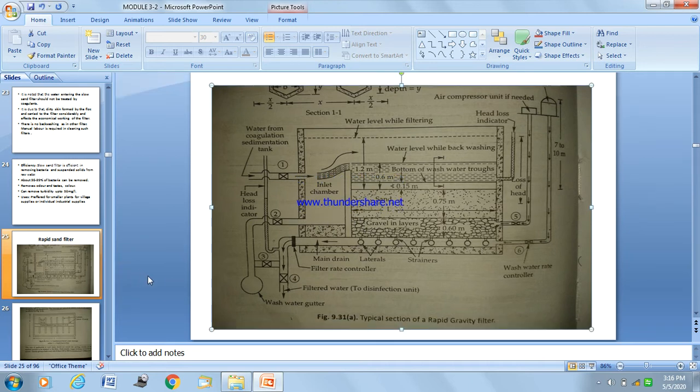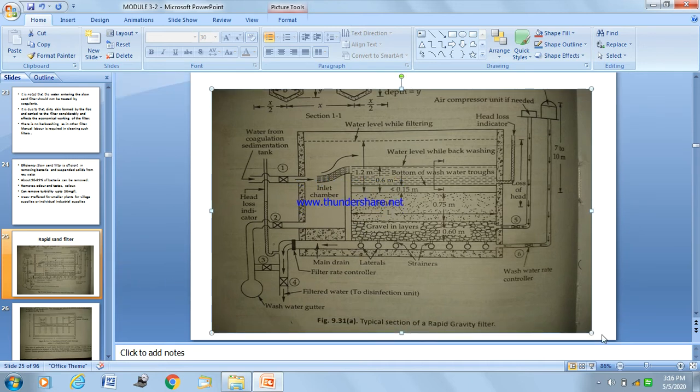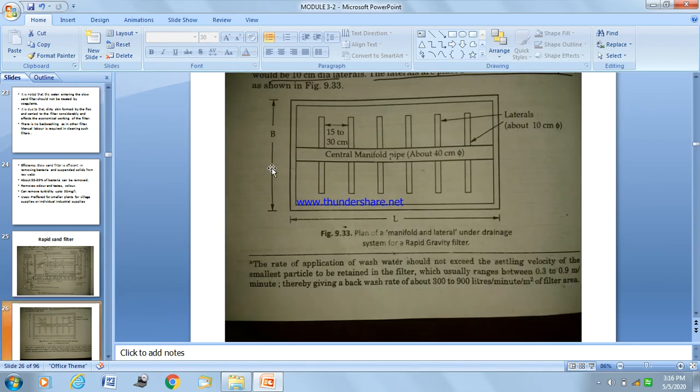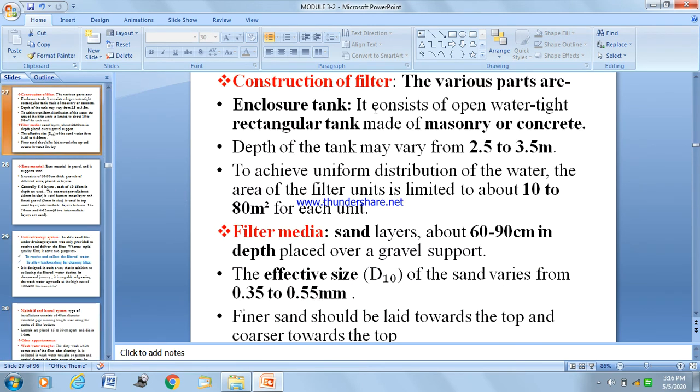Okay, now the same thing: the lateral drain is connected to a central drain. Now, construction of the filter. The enclosure tank is rectangular in shape and made up of masonry or concrete. The depth of the tank is 2.5 to 3.5 meters, and the area is about 10 to 80 square meters for each unit. The filter media is sand layers. Same thing, sand and gravel are placed.